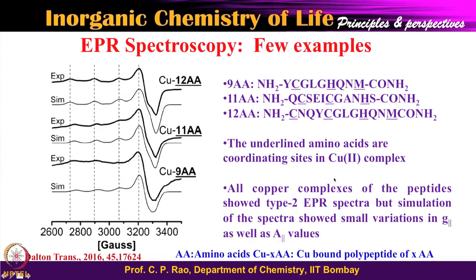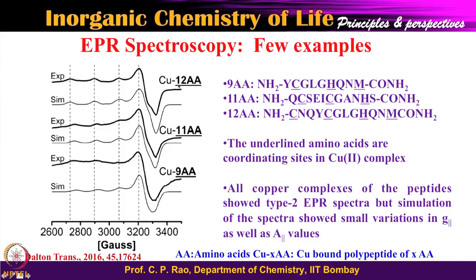Okay. So, now let us continue with the EPR aspects of it. Let us look at an inorganic complex, which is a copper complex of a peptide. Let us look at this copper complex of the peptides. In this we have a 9 amino acid peptide, an 11 amino acid peptide, and a 12 amino acid peptide.